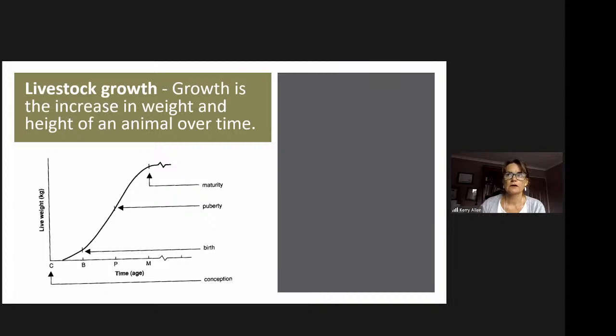Livestock growth is the increase in weight and height of an animal over time. So obviously, on that graph you can see there, they have increased in their weight. From birth or pre-birth, in the utero, conception for example, they don't weigh anything, right through to their maturity, or when you are going to send them to processing.